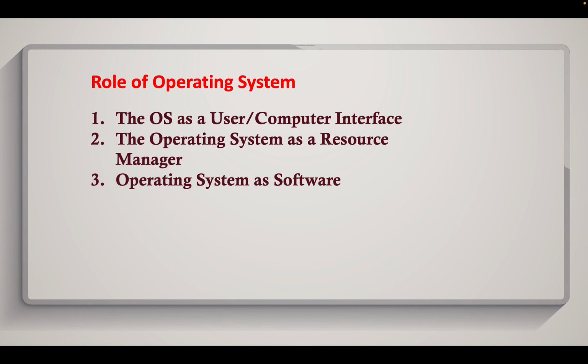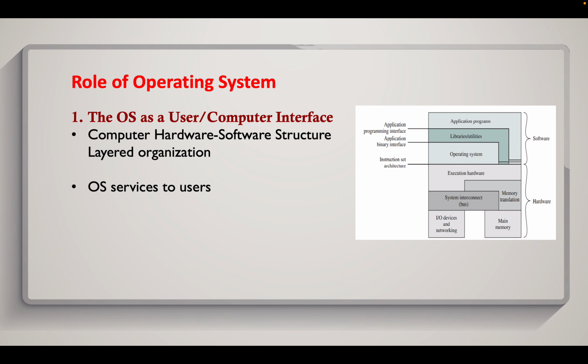Next topic that we are going to discuss is the role of an operating system. The operating system has three roles. It acts as an interface between the user and computer. Second role is resource management. Third role is the operating system acts as software. So: interface, resource management, and software. We'll discuss one by one.